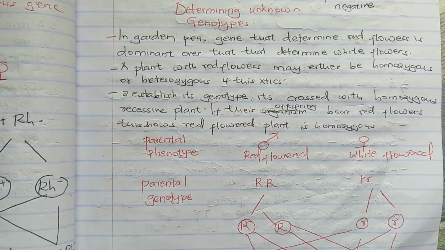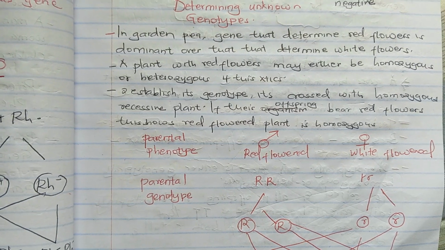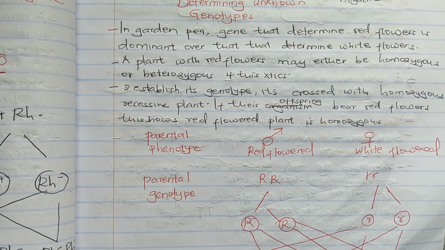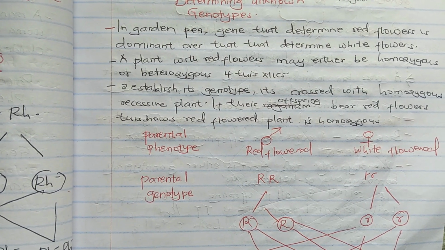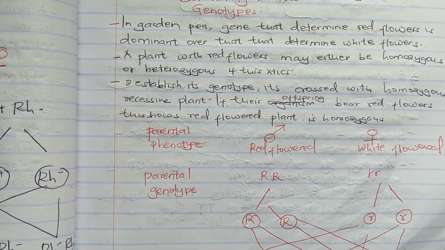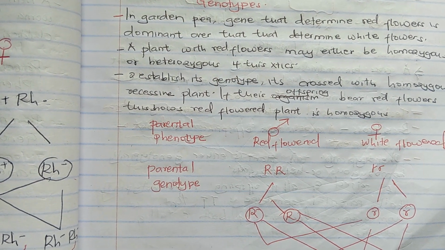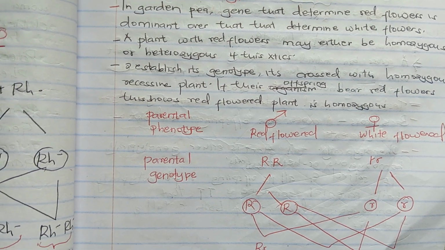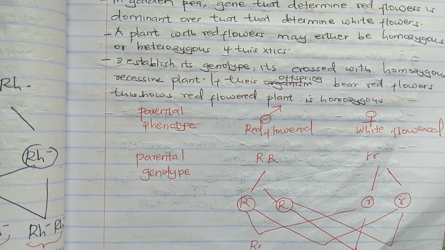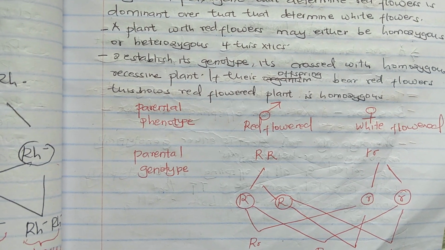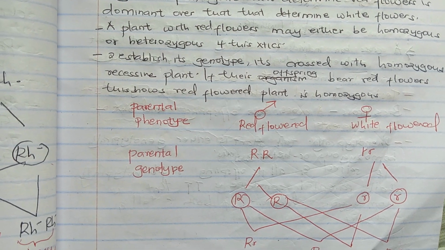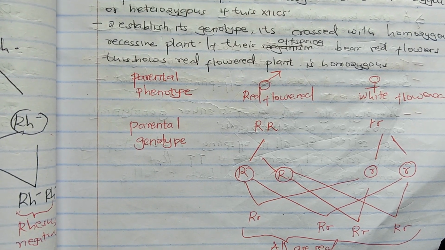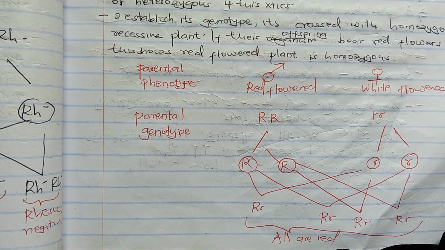Determining unknown genotypes. If in the garden pea red flower is dominant over white flower, a plant with red flowers may be either homozygous or heterozygous. To establish the genotype, you cross that plant with a homozygous recessive plant. If the offspring show a mixture, then the plant was not homozygous. But if the offspring bear only red flowers, it shows the plant was homozygous. That is how you carry it out.